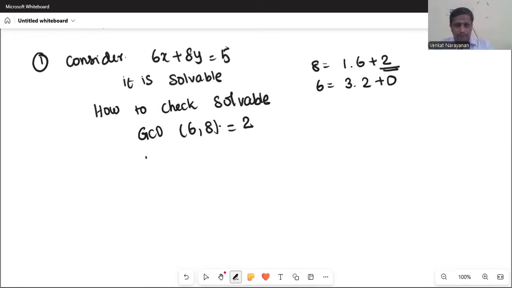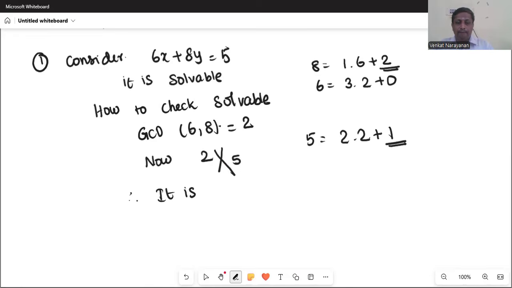So now, the 2 must divide 5. You can see that 5 can be written as 2 times 2 plus 1. I already mentioned that for the divisibility condition, the remainder must be 0. Here the remainder is 1. So from that we understand that 2 does not divide 5. Therefore it is not solvable, meaning we cannot find any solution for the problem. It has no solution.